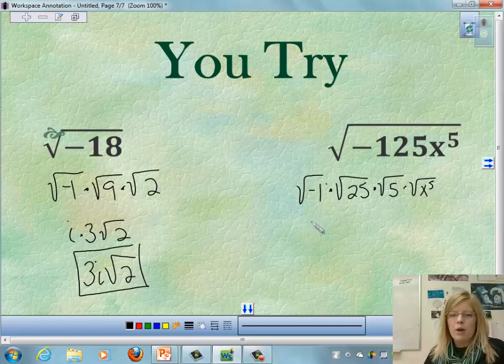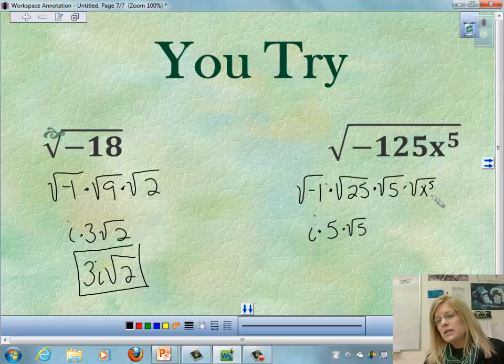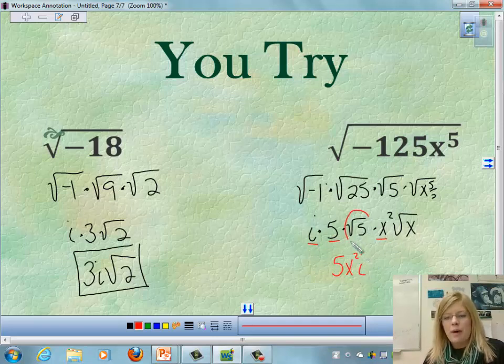Now break them up. Radical negative 1 is i. Radical 25 is 5. Radical 5 doesn't break up, so that stays radical 5. Radical x to the 5th, remember you have an exponent, divide that by 2, and you would have had x squared on the outside with a remainder of 1 on the inside. Multiply your common terms. Outside the radical, i times 5 times x squared is 5x squared i. And then your radicals, radical 5 times radical x is a radical 5x.